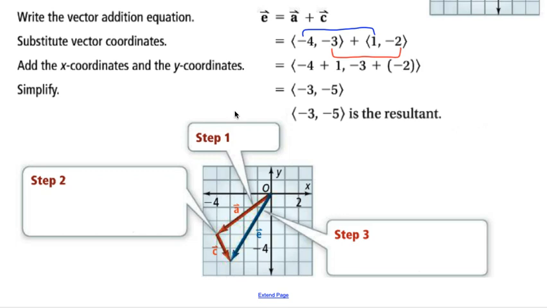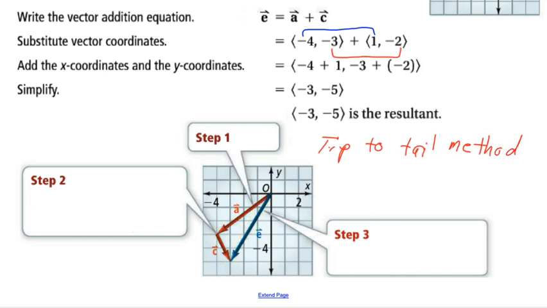What we would do graphically, this is very, very important, so pay attention to this. The method that we use is called the tip to tail. So tip to tail method. And that's how we add vectors graphically.